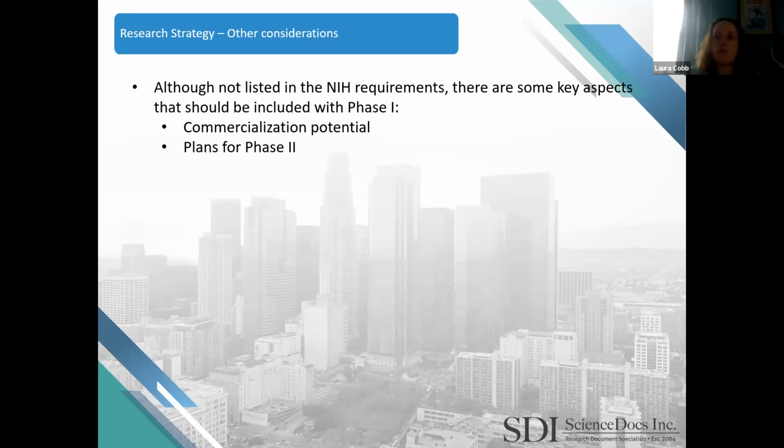So while a commercialization plan is only required once you reach phase 2 or for a fast track proposal, an important aspect of phase 1 is to show commercialization potential. So what do I mean by that? I really mean that what you have is a marketable product that there's a need for, that there's a market for, and this ties back to the significance section and why it's so important that you include numbers for as many things as you can.